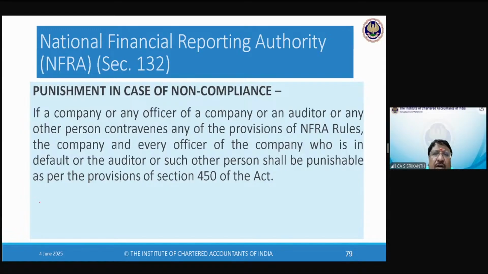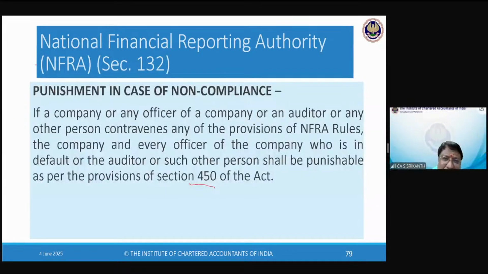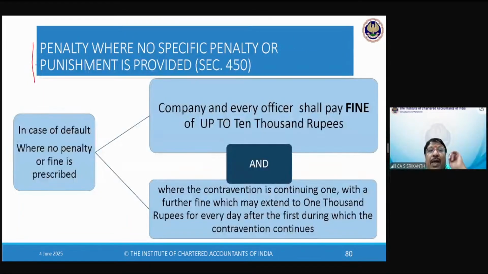If a company or any officer or an auditor or any other person contravenes any of the NFRA rules, the company and every officer who is in default or such other person shall be punishable as per section 450 of the Act. See, 450 is not in your syllabus. Basically, 450 is where there is no specific penalty or punishment, then 450 is applicable. Where no penalty is prescribed in any section, 450 applies. So if there is any duty to be performed under the Companies Act, or anything prohibited by the Companies Act and you're doing it, and no penalty has been prescribed, you cannot say, no penalty, I'm escaping. No, 450 will apply.